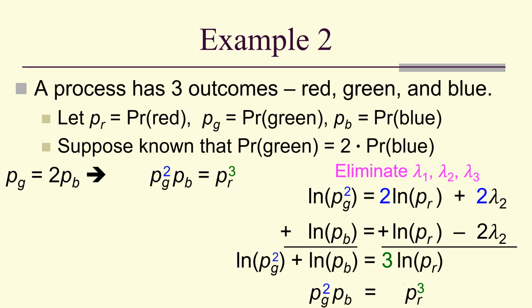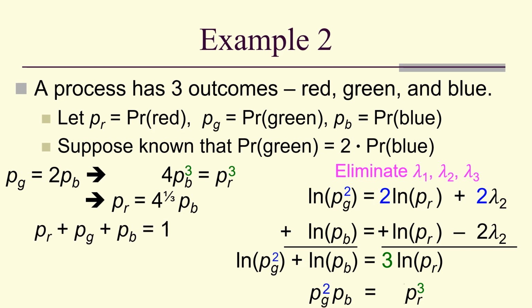And we're going to combine that with p sub g is equal to 2p sub b. This is one of our constraints. So that's going to mean we substitute, and we're going to get 4 p sub b cubed is equal to p sub r cubed. In solving, we get p sub r is 4 to the 1/3 power of p sub b.